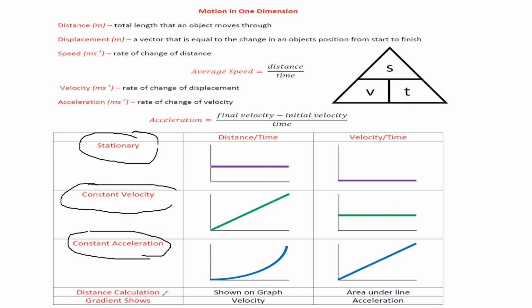Then how to calculate distance? The distance can be shown on the graph, where we read the number on the y-axis and find the distance. But for a velocity time graph, we have to calculate the area under the graph. It might make a triangle, a rectangle or a trapezium. And if we need a velocity, we can find the gradient from a distance time or displacement time graph. And we can use the gradient to find acceleration from a velocity time graph.